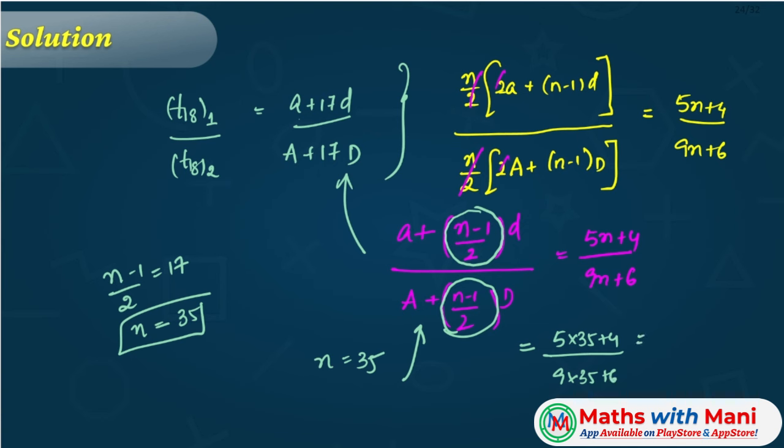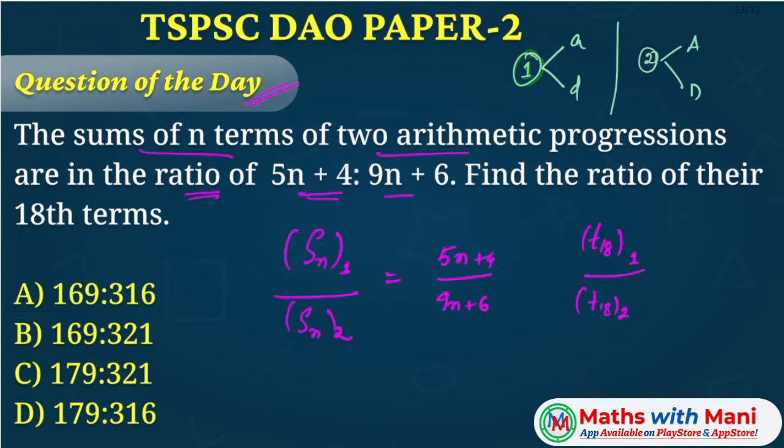So what is the value of 5 into 35? It is equal to 175 plus 4, that is 179, and 9 into 35 is equal to 315 plus 6, that is 321. So what is the answer? 179 is to 321. Very, very important question it is.